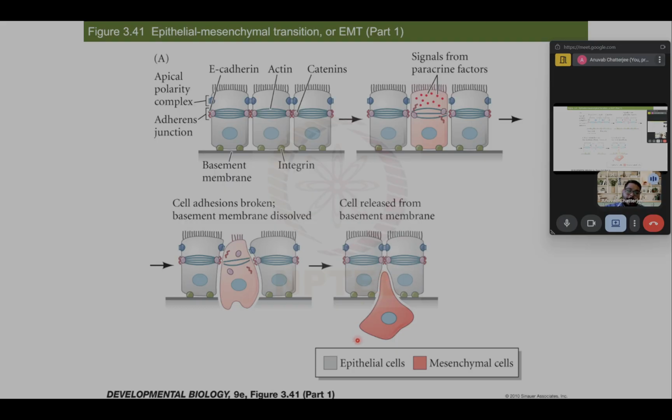But EMT is widely known in case of cancers. In case of cancerous cells, these cells actually do something known as metastasis, where from the primary site of cancer development, cells start to metastasize and become mesenchymal and flow and go to different parts of the body and cause secondary cancers everywhere. So this is what happens in case of cancers as well, and this is known as metastasis.